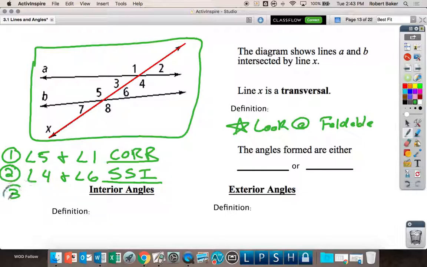Let's go with another easy one. Angle 1 and angle 8. Alternate exterior angles. Ready for a hard one?